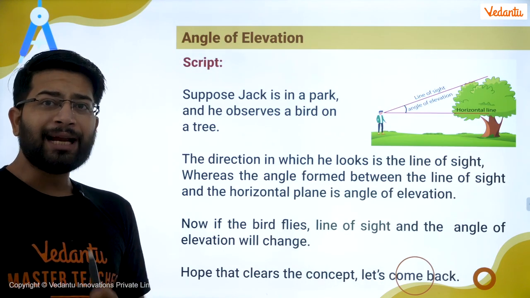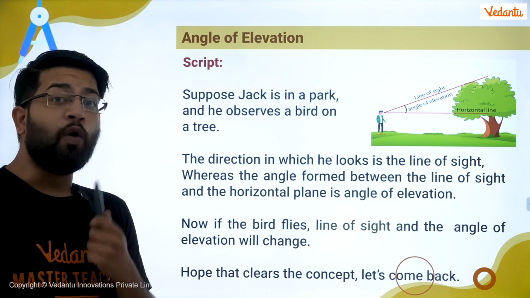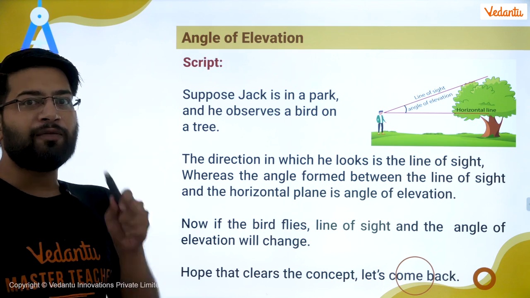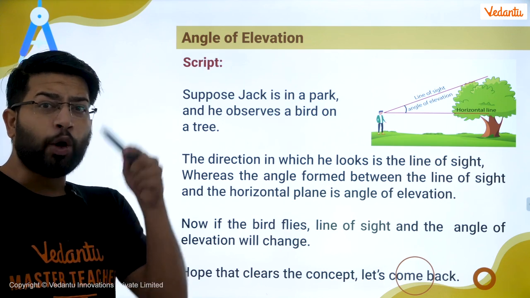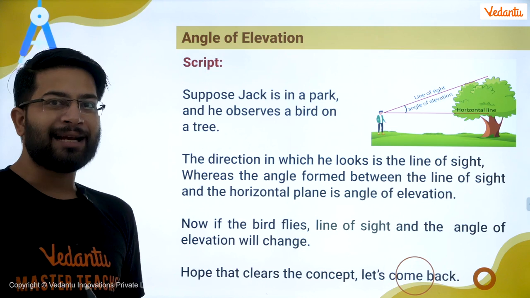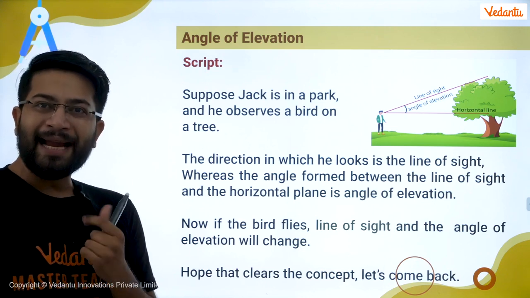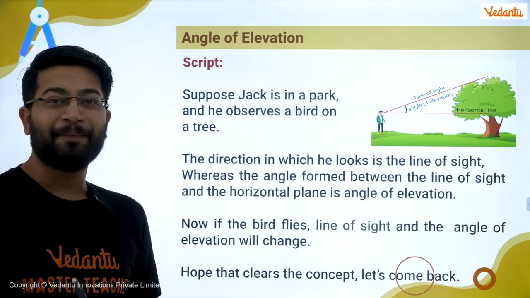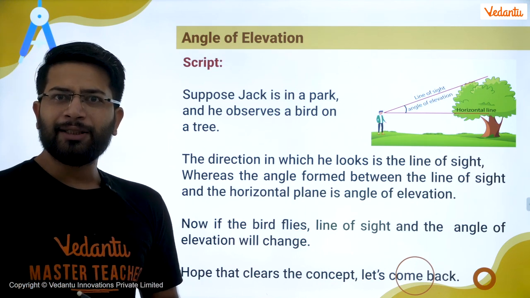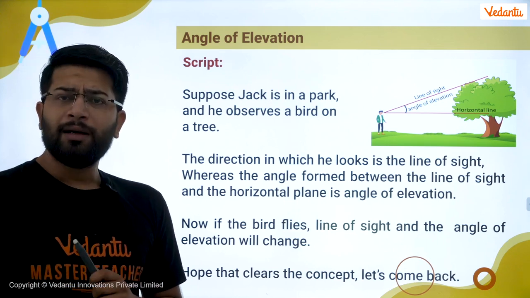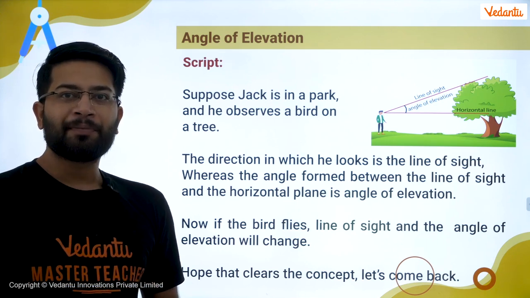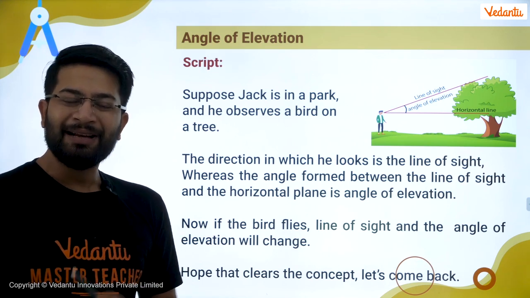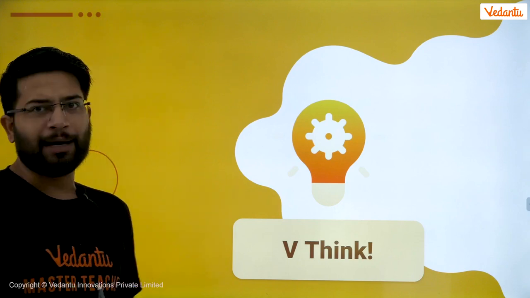So let me show you one example. Let's say, champ, Jack is in a park and Jack is watching a bird sitting on a tree. So now the bird is above Jack, right? So the line joining the bird and the eye of Jack is the line of sight. So the angle between the horizontal plane and the line of sight will be the angle of elevation. And if I change the position of Jack, or if I change the position of the bird, my line of sight and my angle of elevation both will change, right? Very good.